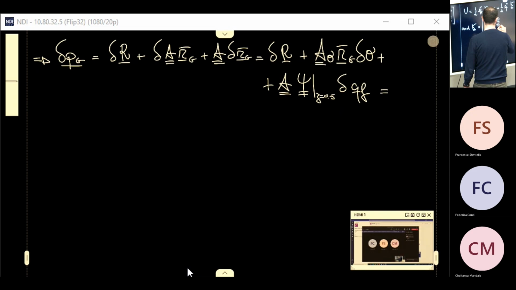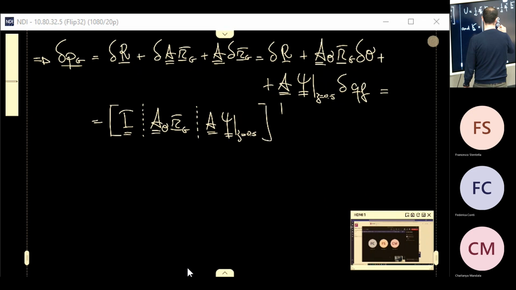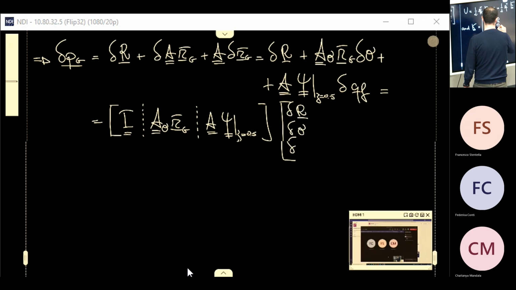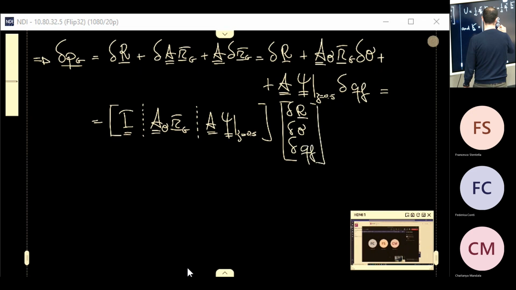And this can be written in terms of a matrix multiplication as the identity matrix I, A theta RG, okay, and then you have A, C, xi equals 0.5, multiplying delta R, delta theta, and delta QF. Okay.